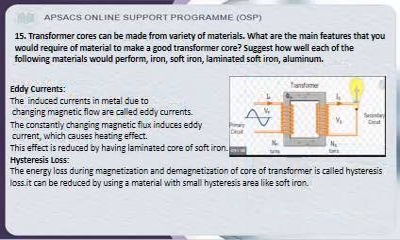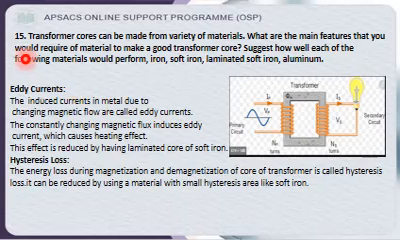Next question is about transformer cores, which can be made from a variety of materials. What are the main features that you would require of a material to make a good transformer core? Suggest how well each of the following materials would perform: iron, soft iron, laminated soft iron, and aluminum.